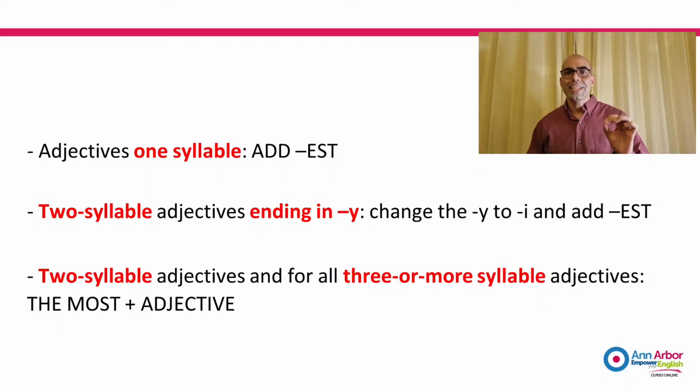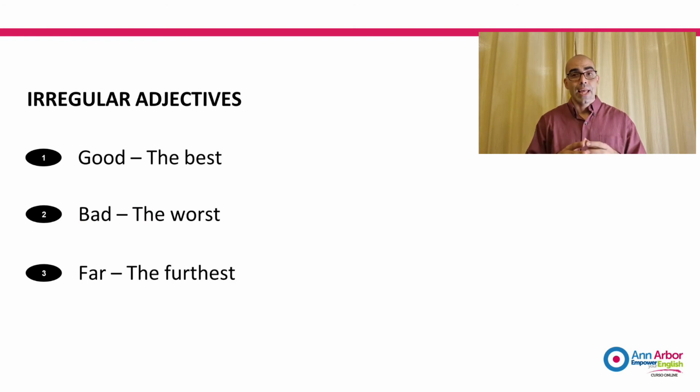Notice that the syllable rule and the irregular adjectives rule are the same in the superlatives as the comparatives, with slight differences. We use EST in adjectives with one syllable. We use IEST in adjectives with two syllables that end in Y. And we use the most before adjectives with two or more syllables. The superlative of good is the best. The superlative of bad is the worst. And the superlative of far is the furthest. Ta-da! And there you are. No mysteries in using the superlative form.